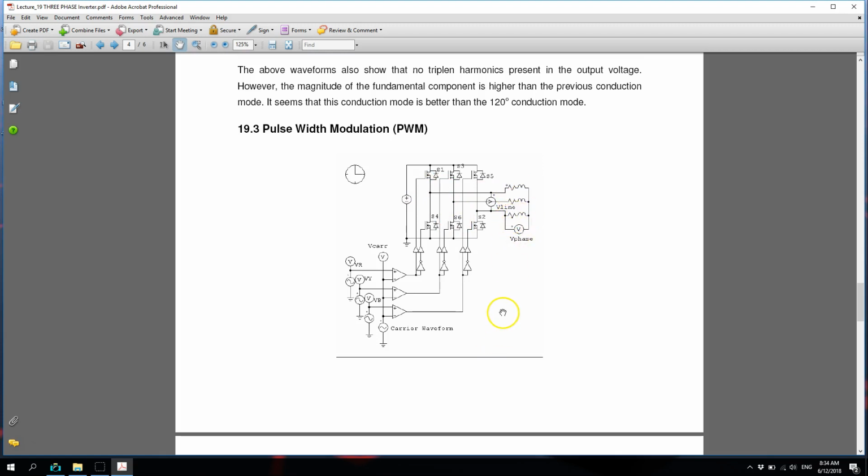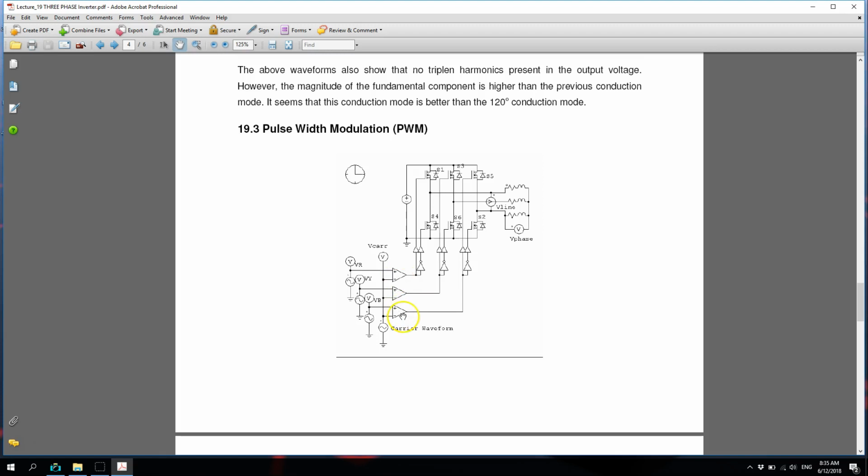So to produce the correct PWM waveform, the pulse width modulated signals can be achieved by comparing modulating signals, in this case sinusoidal modulating signals, with a triangular carrier signal with a high switching frequency. Okay, so that's what we have to do. So let's look carefully at how to produce that.